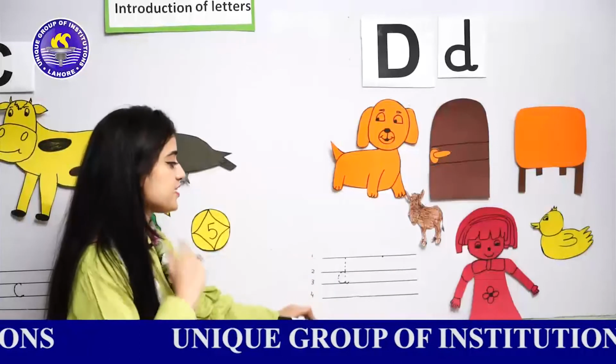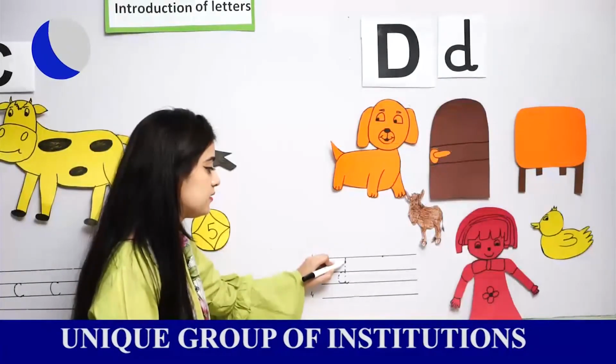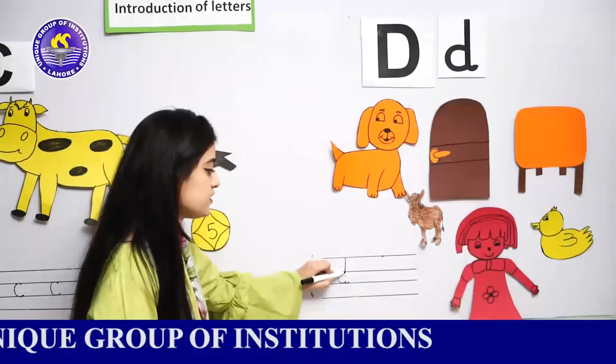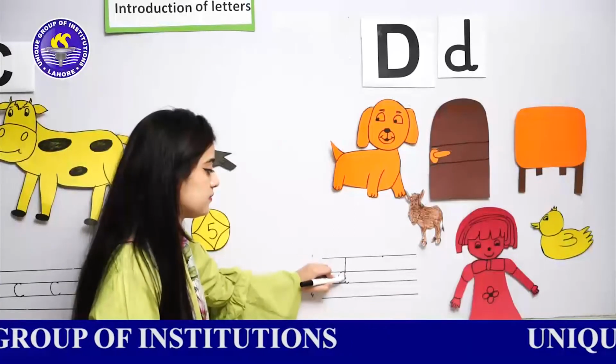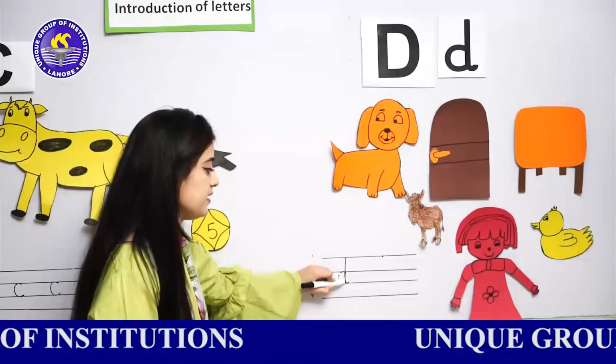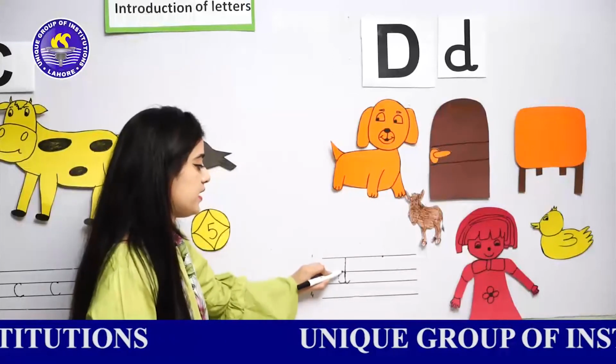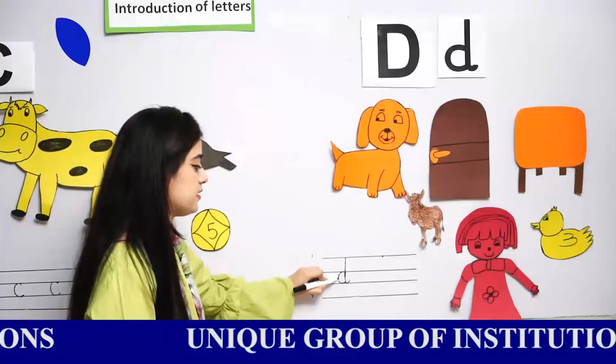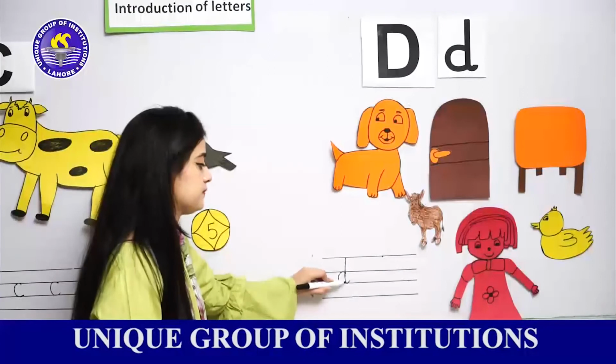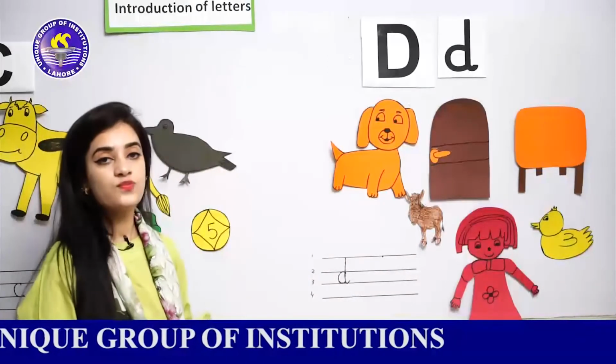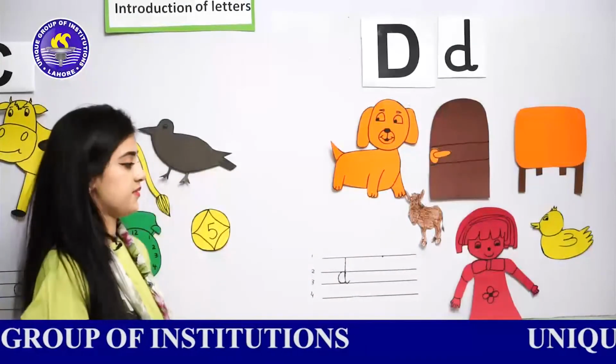First of all, you will make a standing line. Join the dots slowly, slowly. Standing line and small curve and then a curve. This is small d, lowercase d.